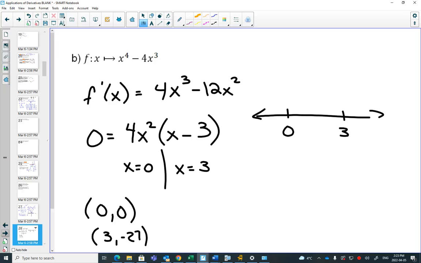And since that is a number line, the order is important. You have to put 0 before 3. Everybody's okay with that?